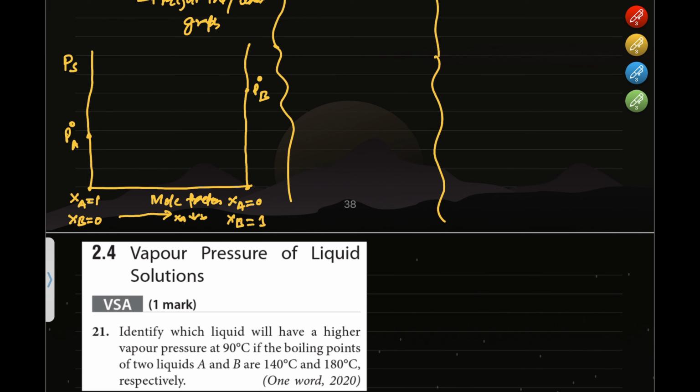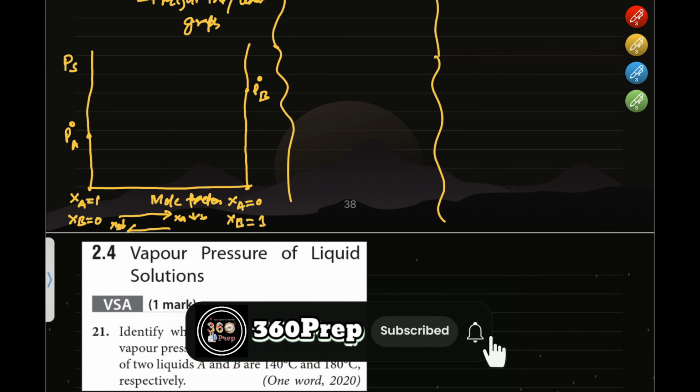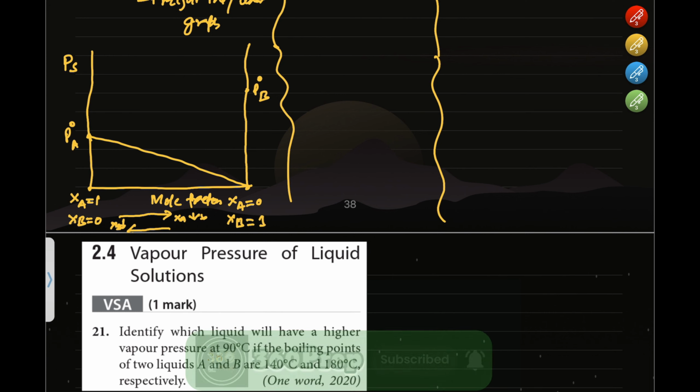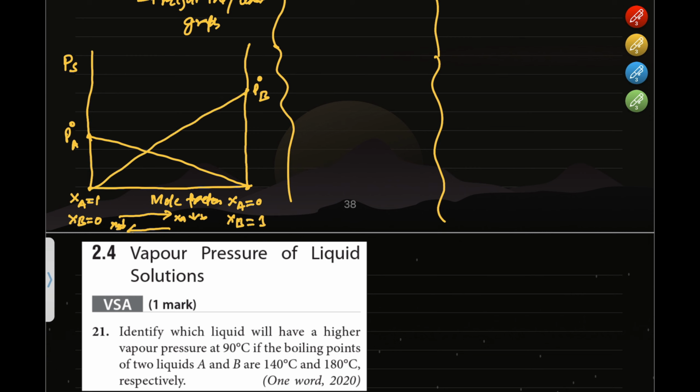The mole fraction of component A decreases as we go from left to right. As we go from right to left, the mole fraction of component B decreases. Then the partial pressure of component A is also decreasing like this. From this corner, the mole fraction of component B is decreasing from right to left, so its partial pressure is also decreasing like this, from Raoult's law.